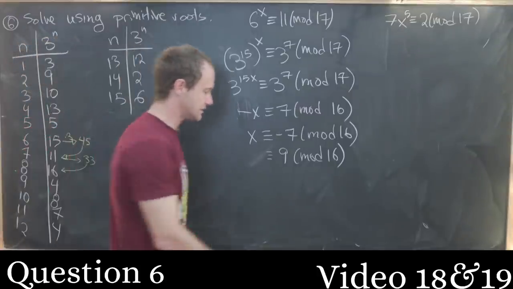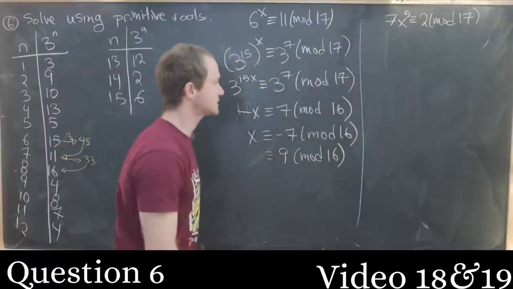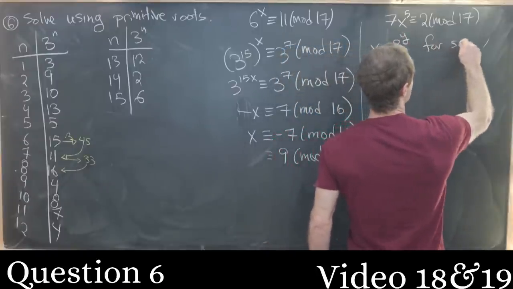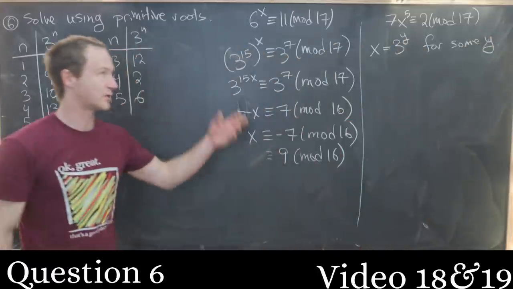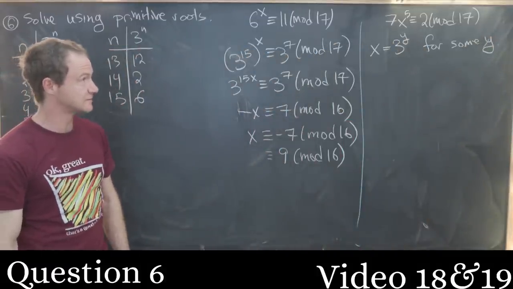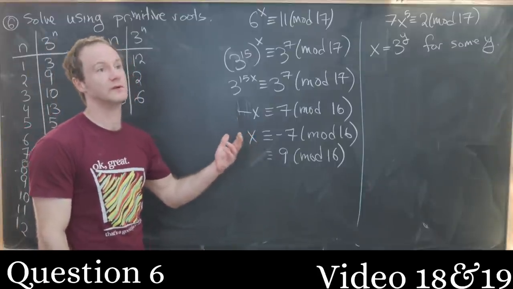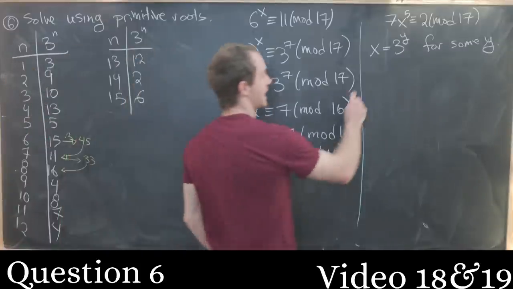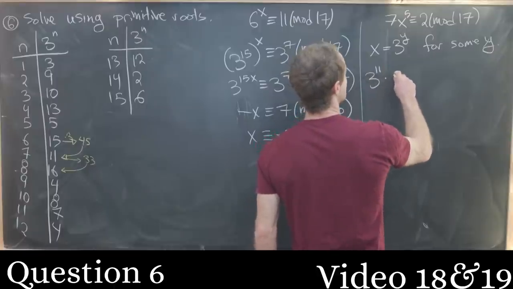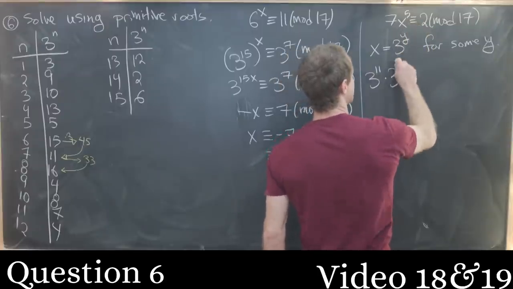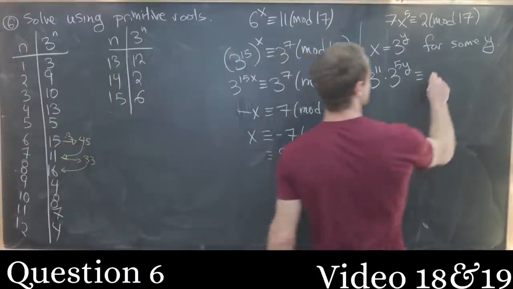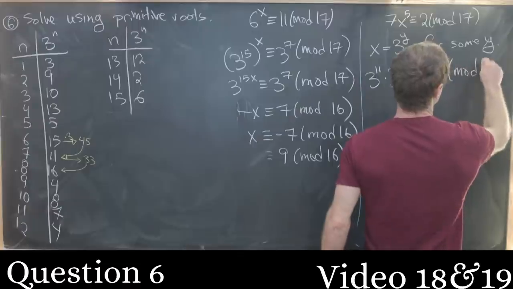Okay, cool. Now we'll do the same kind of thing over here. So let's start by saying that x must be equal to 3 to the y for some value of y, right? That's how you use primitive roots to solve these polynomial types of equations. I guess it's really like you're taking a discrete root. It's not really a full-fledged polynomial. And then let's look at each of these parts. So 7 is 3 to the 11. So we've got 3 to the 11 times 3 to the y to the 5. So that's 3 to the 5y is congruent to 2. But 2 is 3 to the 14. So this is 3 to the 14 mod 17.